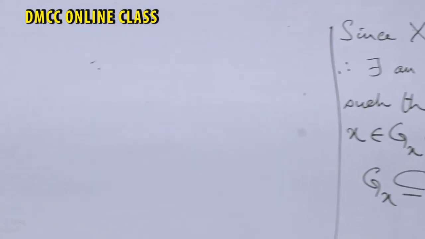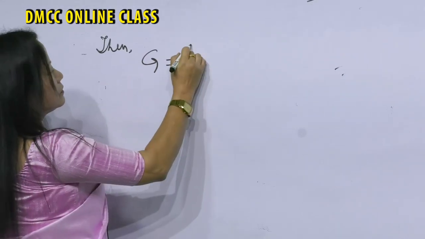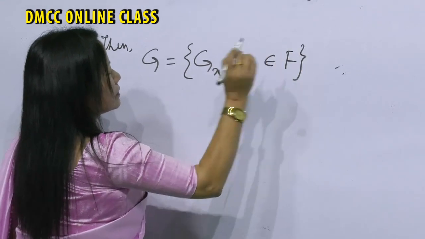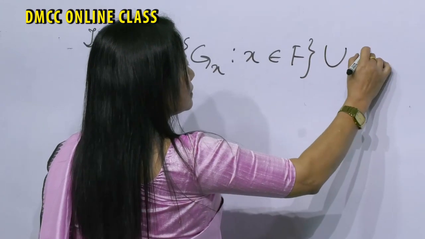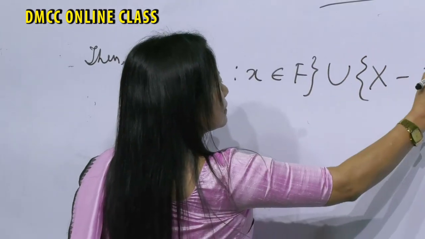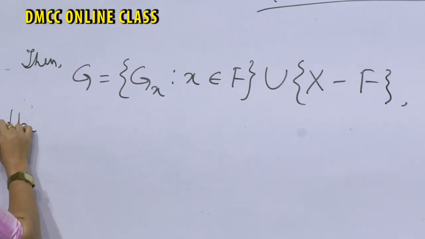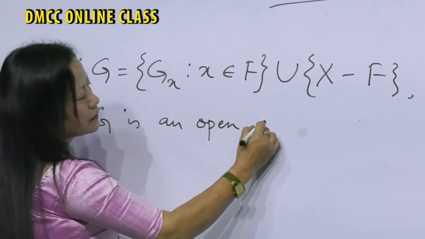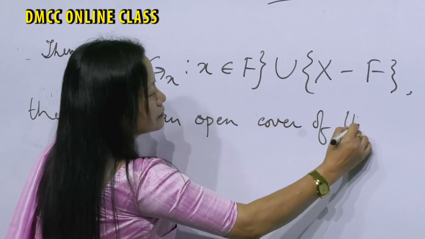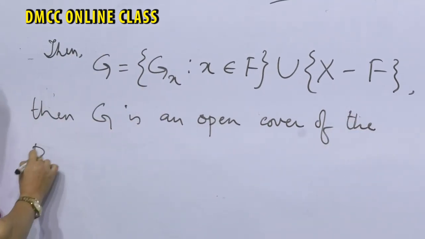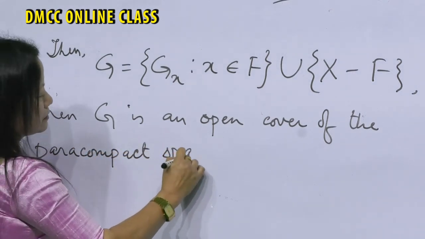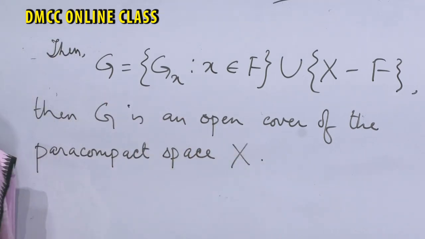Then, if I take Z is equal to the collection of all the G x such that x belongs to F, union X minus F, then Z is an open cover of the paracompact space X. Now we have found an open cover Z of the paracompact space X.